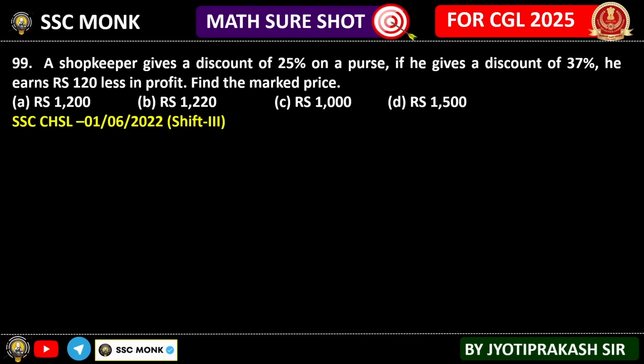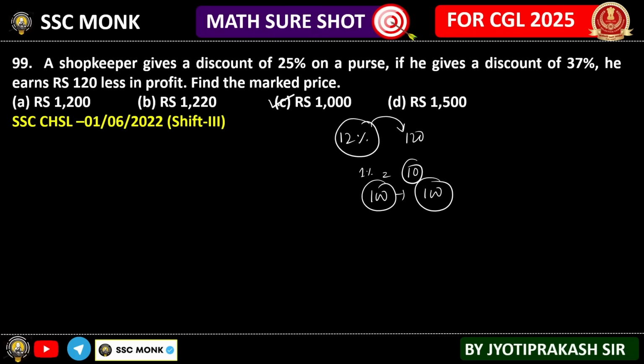Next, a shopkeeper gives a discount of 25% on a purse. If he gives a discount of 37%, he earns 120 less in profit. Find the marked price. See, discount 37%, 25%, so 12% discount is equal to 120. So 1% is equal to 10. So the marked price is equal to 100 percent, that is equal to 1000. Marked price, option C is the right answer.